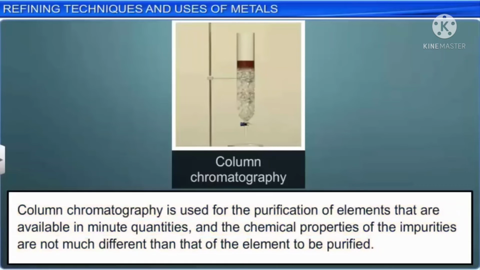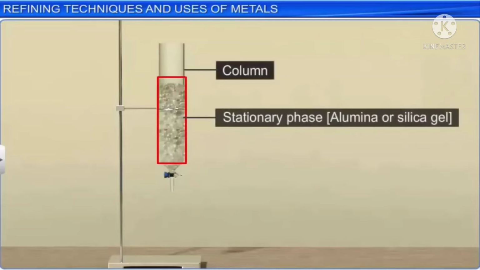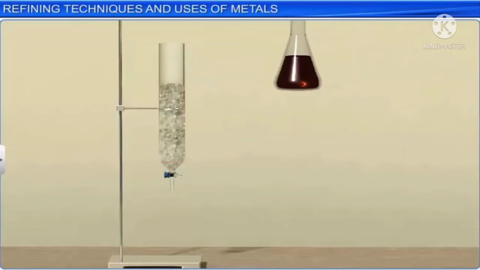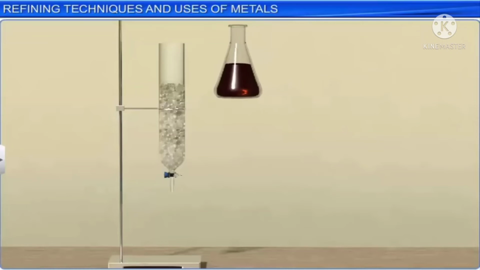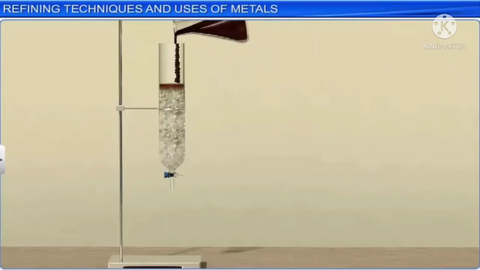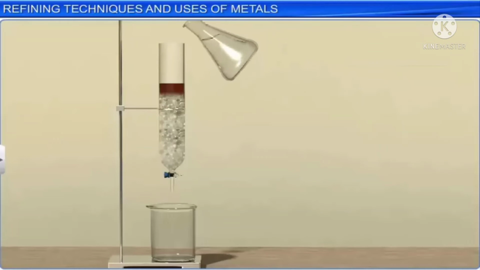In this method, alumina or silica gel is packed in a column and serves as the stationary phase. The mixture to be separated is placed on the top of the column. A suitable eluent is allowed to flow down the column slowly. Depending upon the degree to which the components in the mixture are adsorbed, complete separation takes place.